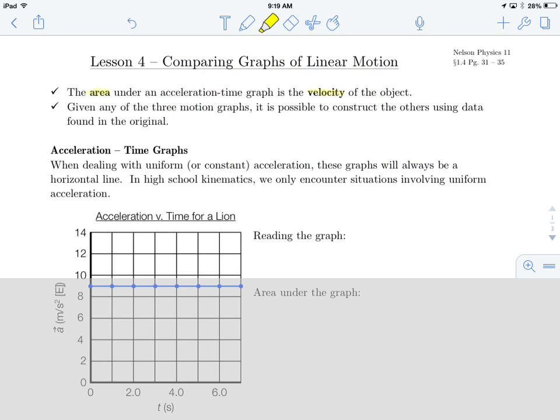And then the second essential learning is that if we're given any one of the 3 motion time graphs, right? So either if we're given a dt graph or a vt graph or an at graph, then it's possible, and we should know how, to construct the other 2 using data that's found in the original. Okay, so let's look at acceleration time graphs first.